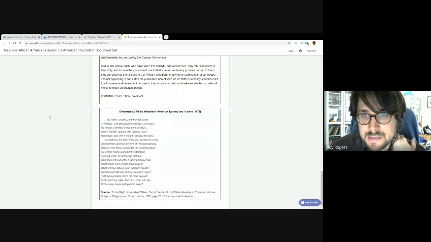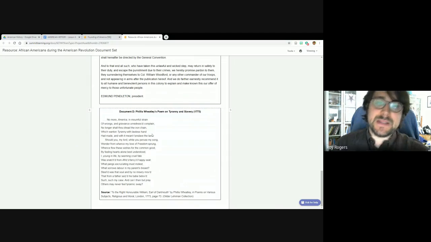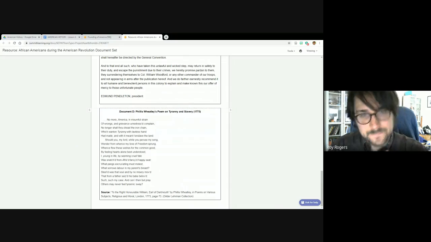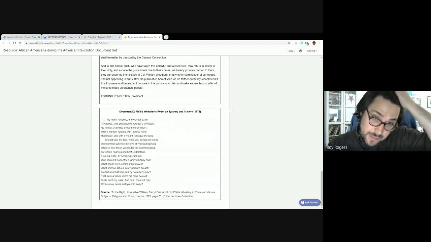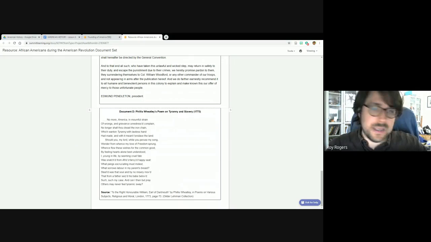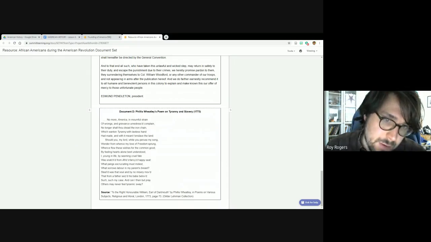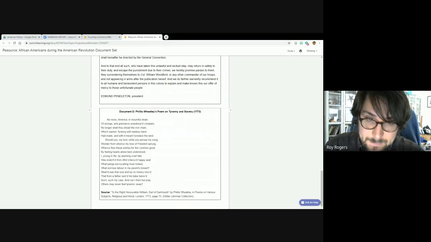All right. Get to Phyllis Wheatley here. Phyllis Wheatley, again, is great. All right. She was one of the first published Black people in America, first published Black African Americans, first published Black woman. All right. And she's a poet. All right. This is from her poem on tyranny and slavery from 1773.